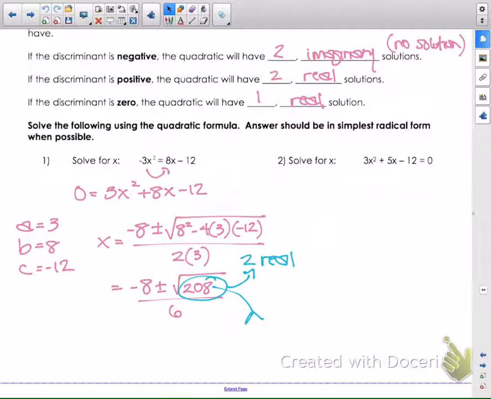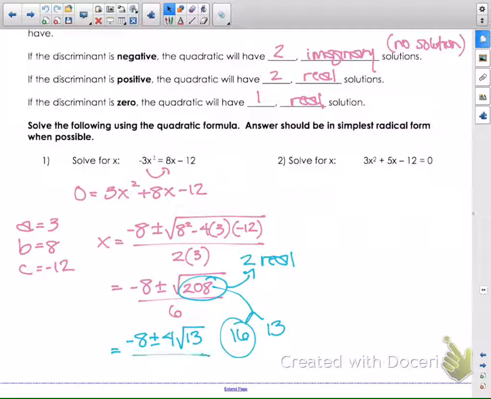Okay, yes, it could be 4 and 52. That is not, however, the largest perfect square. The largest perfect square is 16 and what? 13. So then what do I do with 16? I take the square root, which is 4. Goes on the outside. What happens with 13?